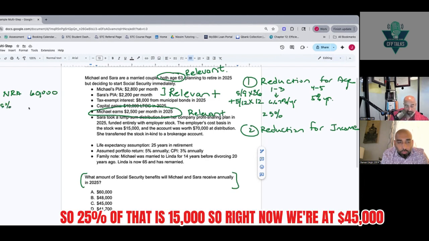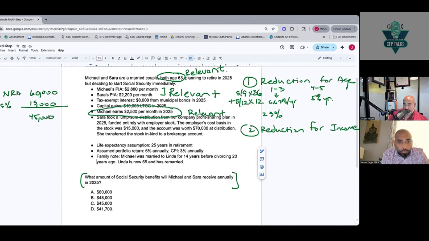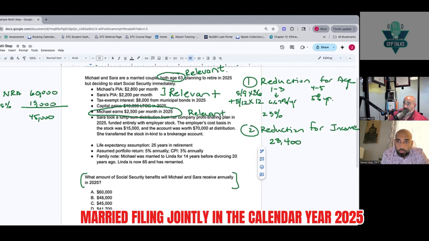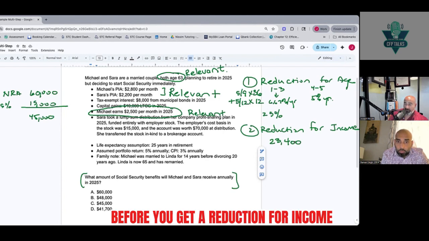Okay, so 25% of that is 15,000. So right now we're at $45,000. Now, second part, the reduction for income. We know that the rule is you can earn up to $23,400 married filing jointly in the calendar year 2025 before you get a reduction for income.